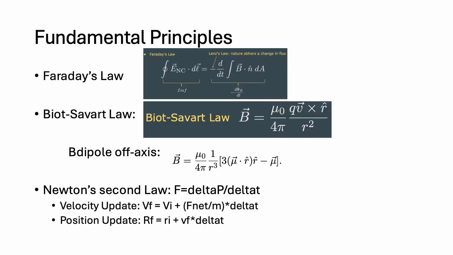So the fundamental principles used for this lab are, of course, Faraday's law, which relates the time derivative of the magnetic flux to the EMF. We're using the Biot-Savart law of magnetic field, and from that we are deriving the off-axis field of a dipole. And lastly, to calculate the speed and position of the magnet as it passes through the tube in our simulation, we use Newton's second law to computationally update each position.